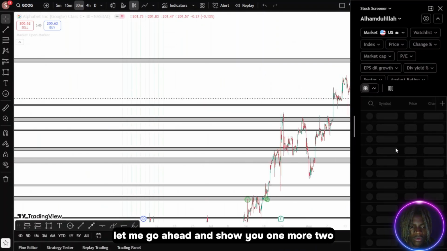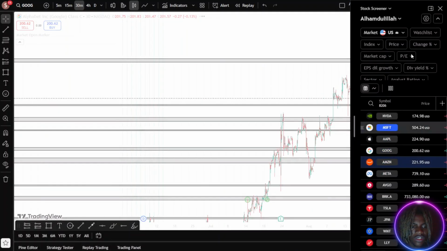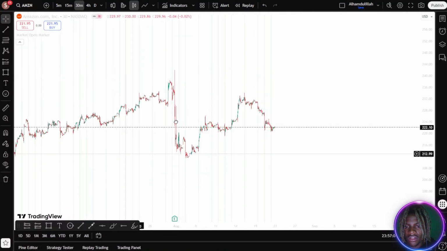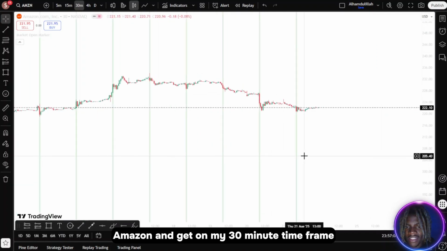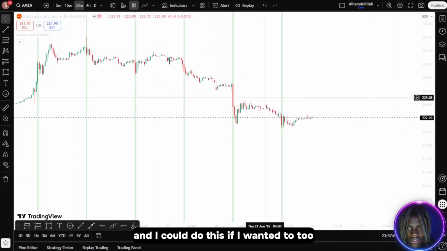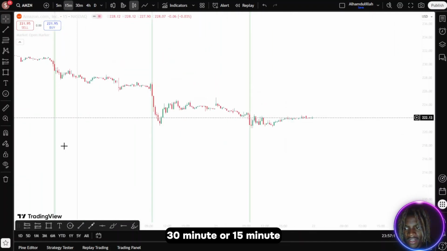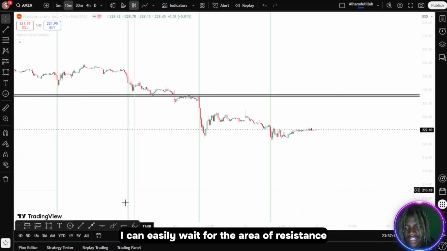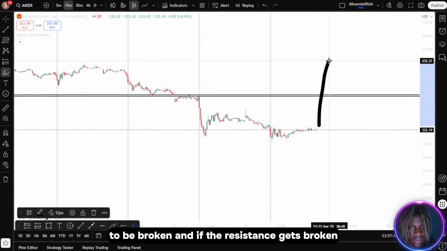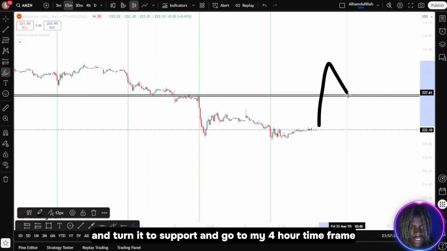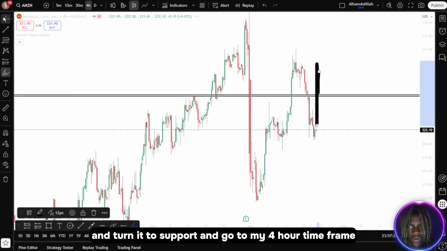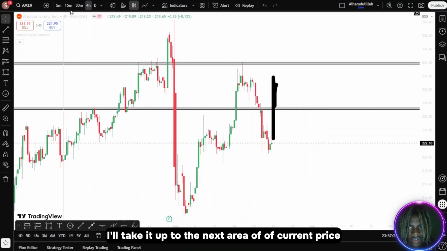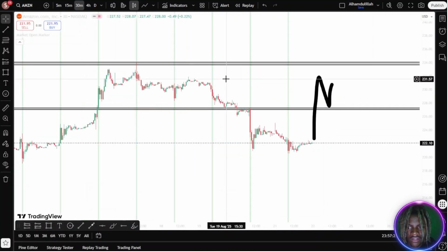Okay, let me go ahead and show you one more too. Take Amazon. Okay, and get on my 30-minute time frame. And I could do this if I wanted to too. 30-minute or 15-minute. I could look above current price. Okay. I could easily wait for the area of resistance to be broken. And if the resistance gets broken and turns into support, then go to my 4-hour time frame. I'll take it up to the next area of current price.